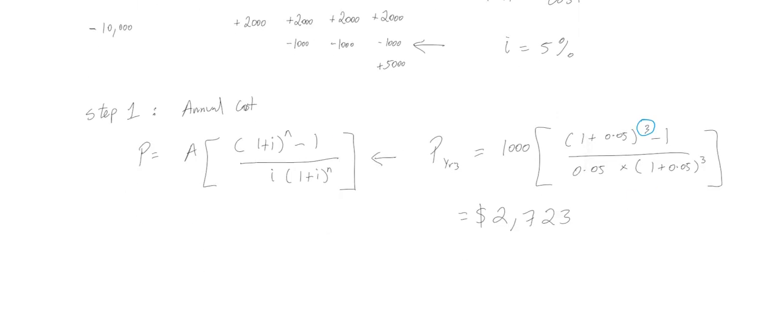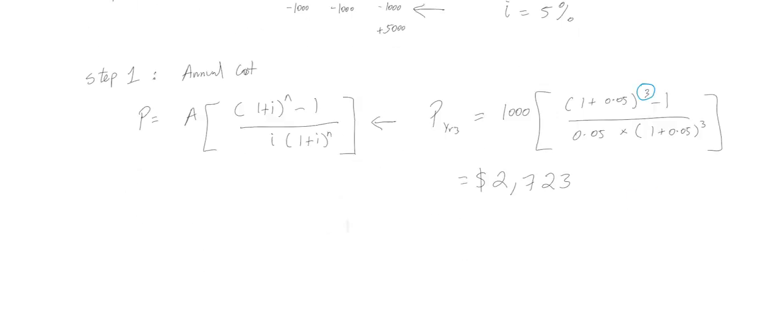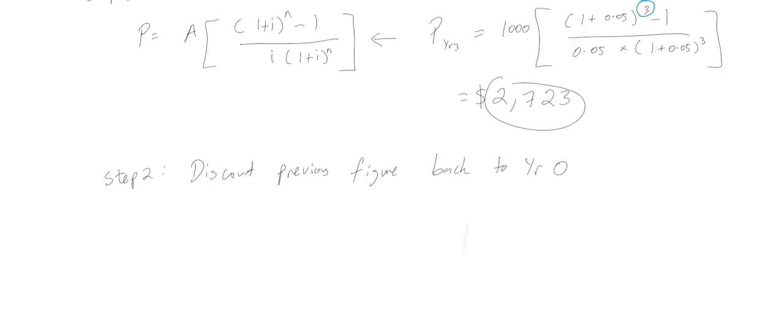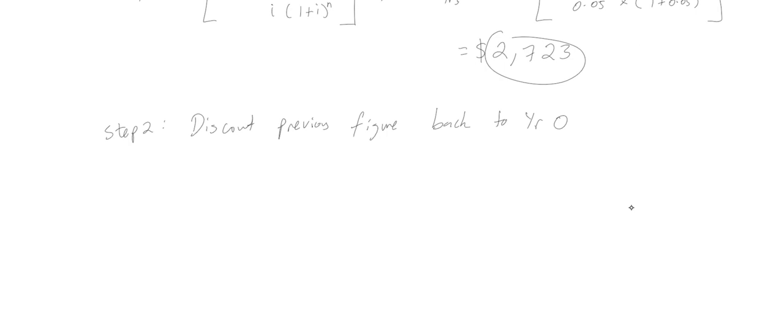Now in the second step, as we previously said, we need to discount this value. So this amount, we need to discount it back to period 0. So step 2, discount the previous figure back to year 0. And to do that, I need to use this equation.